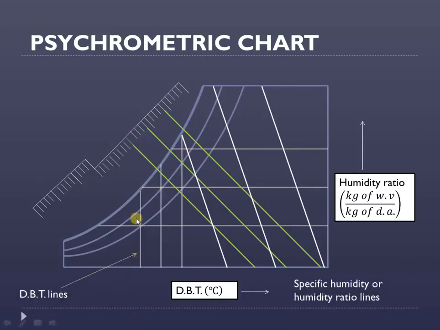So as we have seen, these vertical lines represent the dry bulb temperature lines. Then these are the specific humidity lines or humidity ratio lines, which are horizontal because we have taken the humidity ratio on the y-axis. Now this particular curve is known as the saturation curve, where the relative humidity of the air is 100%. It means that the air is 100% saturated, it has the maximum amount of moisture that it can hold, and it is not able to absorb further moisture.